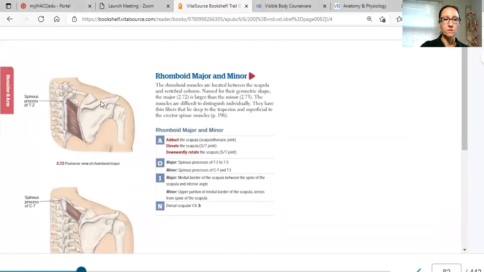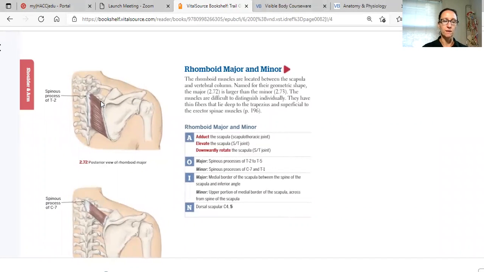Let me get this a little bit bigger here. Okay. So again, we're talking about muscles that move the scapula, and rhomboid major and rhomboid minor originate along the spinous processes of the spine. Remember, the spinous processes are these processes that stick out posteriorly from the spine. This is a side view, but you can see the spinous processes jut out posteriorly from the spine.